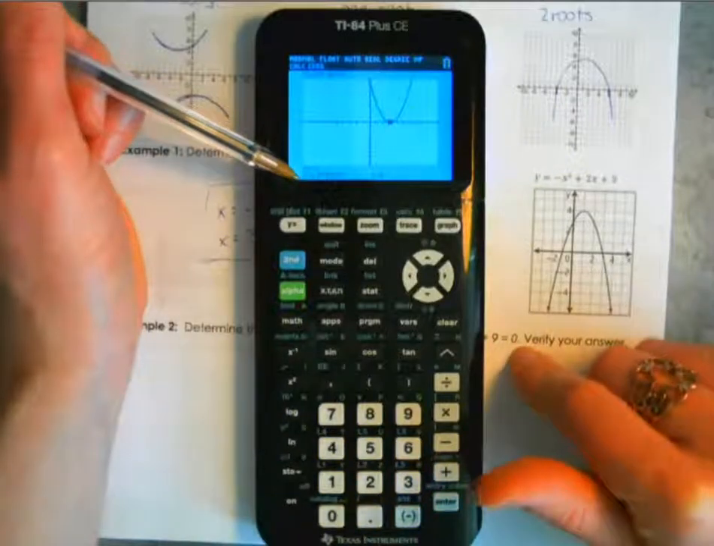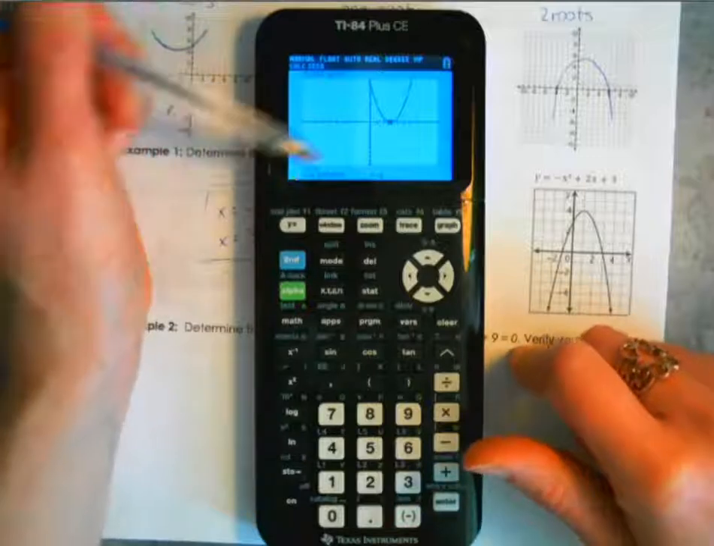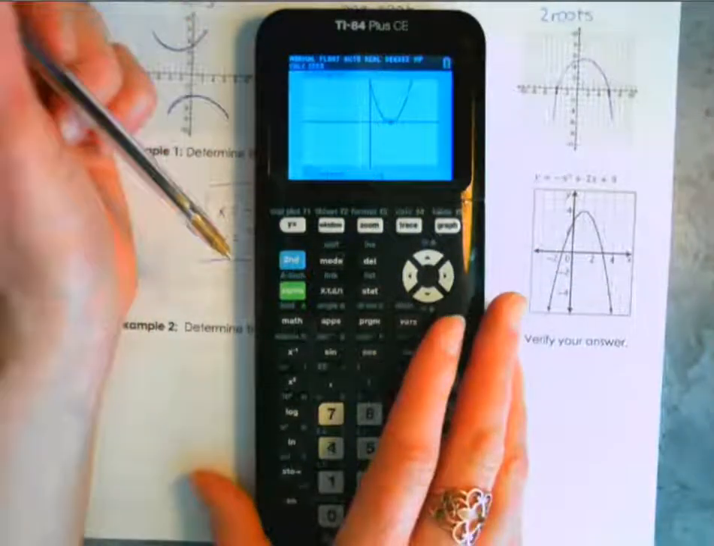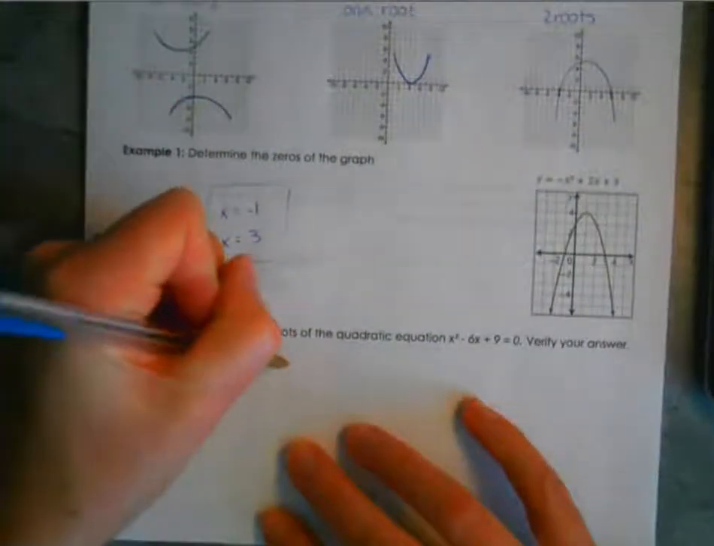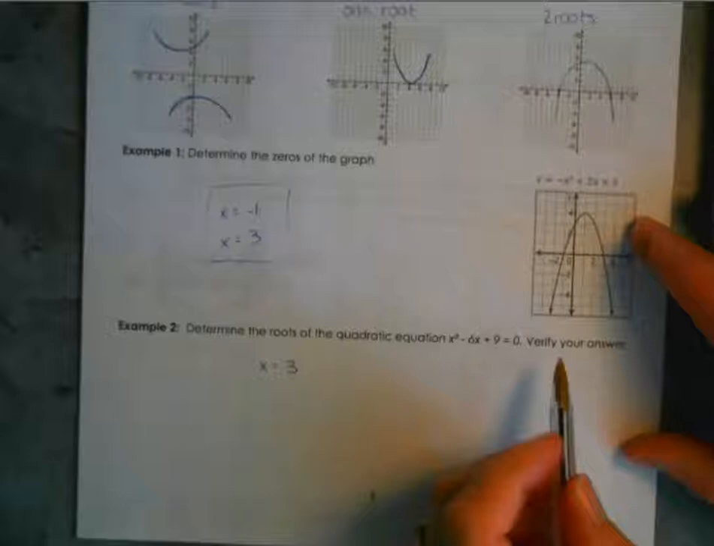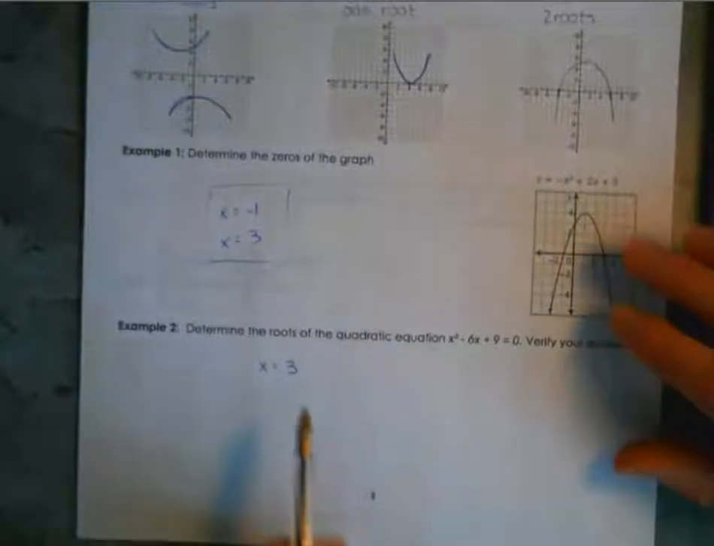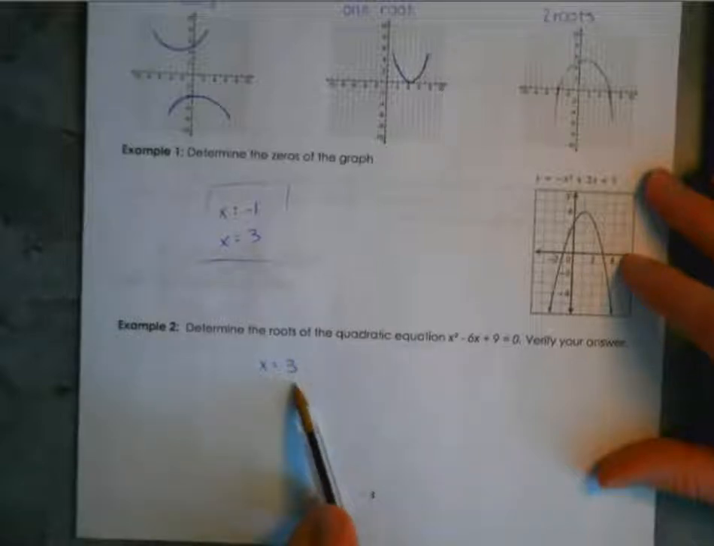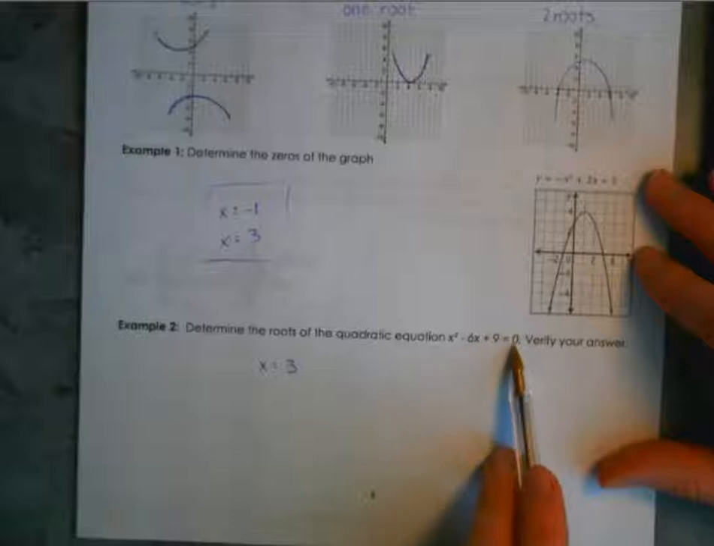And so it tells us our 0 is 2.999. So basically you could just round it to 3 when y is equal to 0. Okay, so we would say x is equal to 3. And then it also tells us to verify your answer. So when you're verifying your answer, basically what you want to see is if you plug this value that you got from your graph into the equation, does it work out to equal 0?